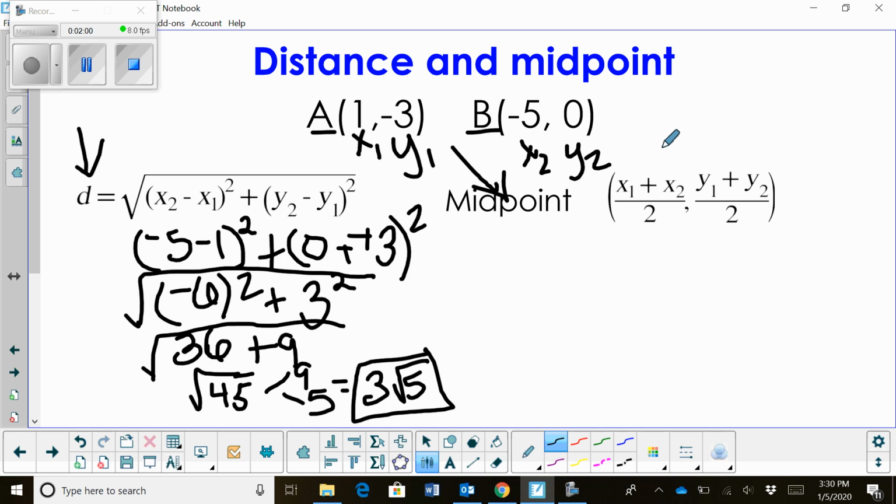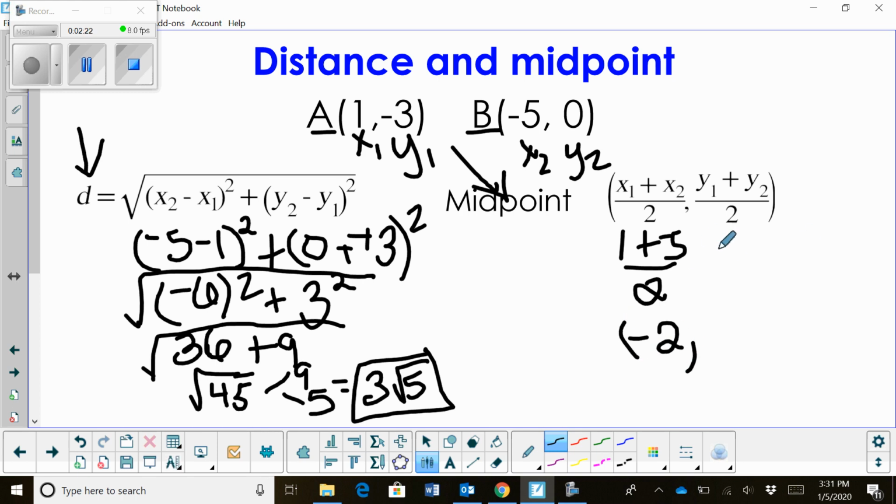Again, I'm using my label coordinates. I add my x coordinates, divide by 2, and I add my y coordinates and divide by 2. So 1 plus -5, all divided by 2. That's going to give me -4. -4 divided by 2 is -2. So that's my x coordinate.